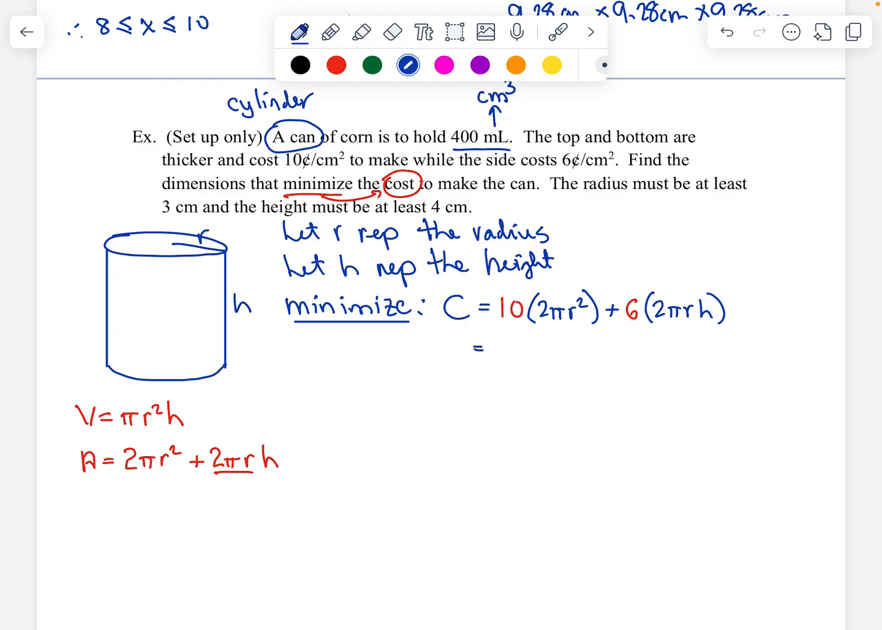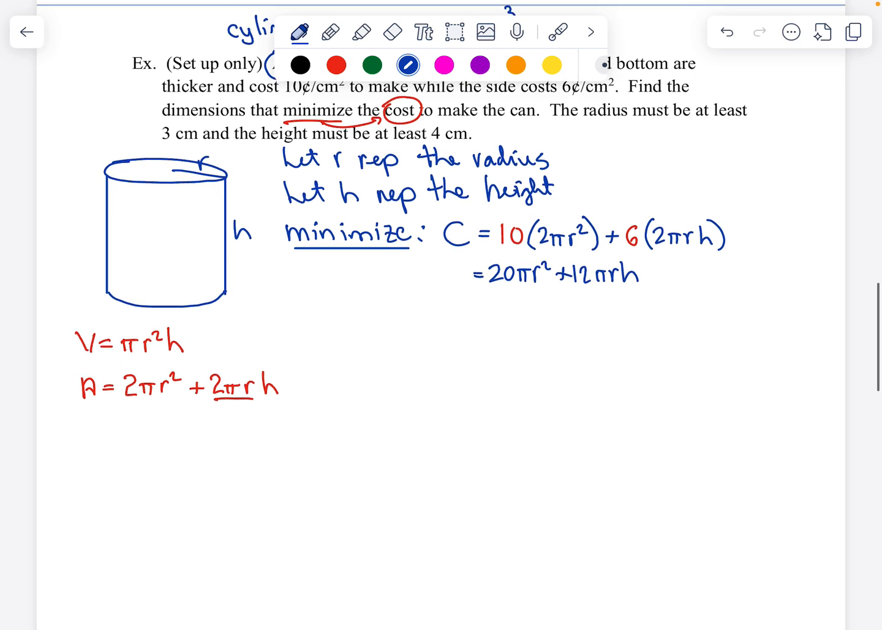Or if we simplify this, our cost then is 20 pi r squared plus 12 pi rh. We run into the same problem that we did in our last question, and that is that we have 2 different variables. We have an r and we also have an h in this equation. So, like we did in our last one, we go to the side. We say, well, can I create a relationship between these 2 so that I can get rid of, through substitution, one of those 2 variables?